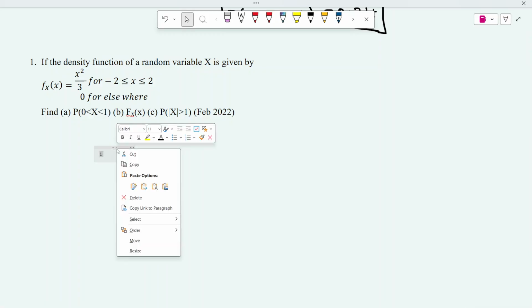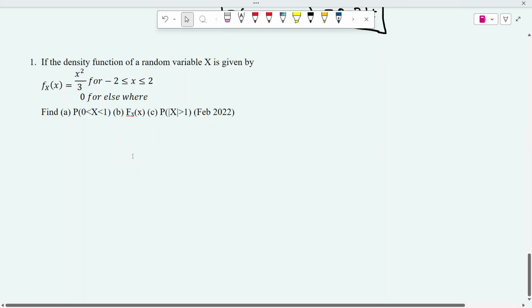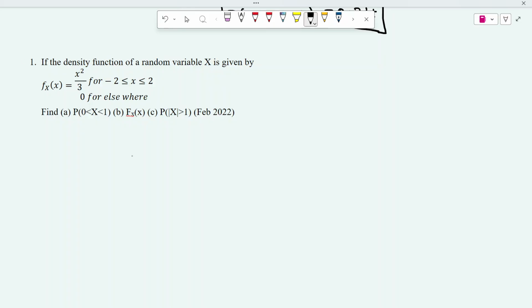So here in this video we will see the problem based on the density function of a random variable. The density function in general is represented by small f x of x, whereas if it is the distribution function it is denoted with capital F x of x, whereas if it is a density function it is represented as small f x of x, right?